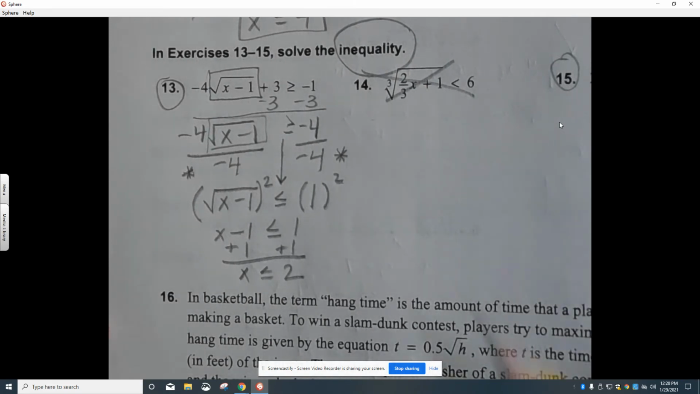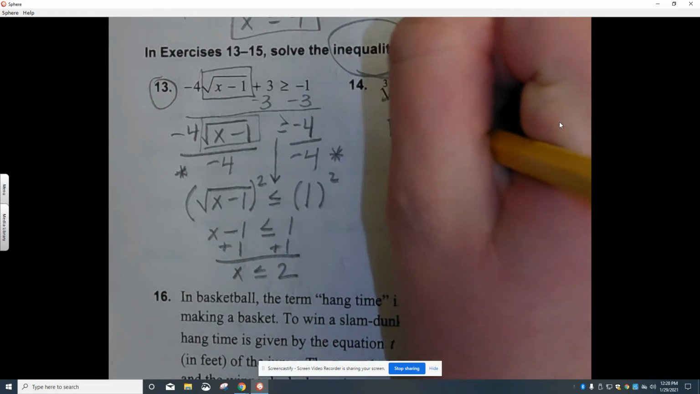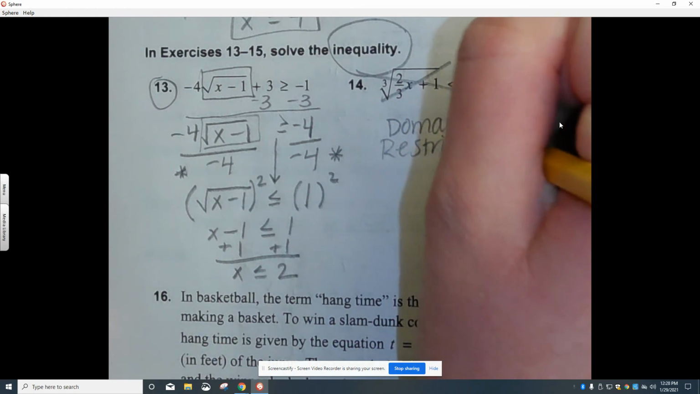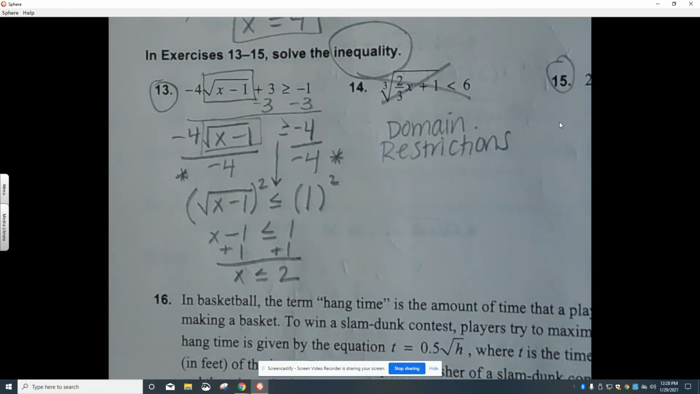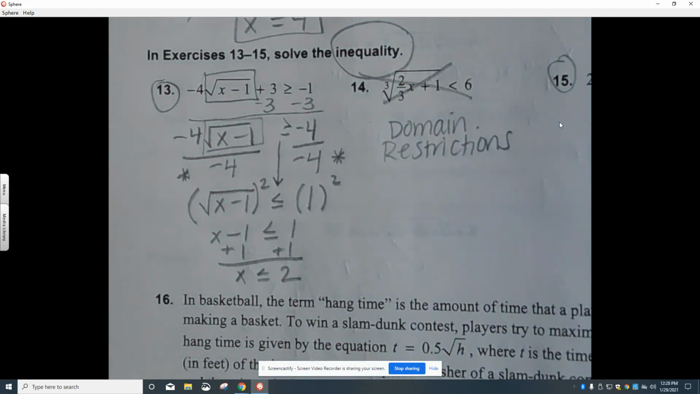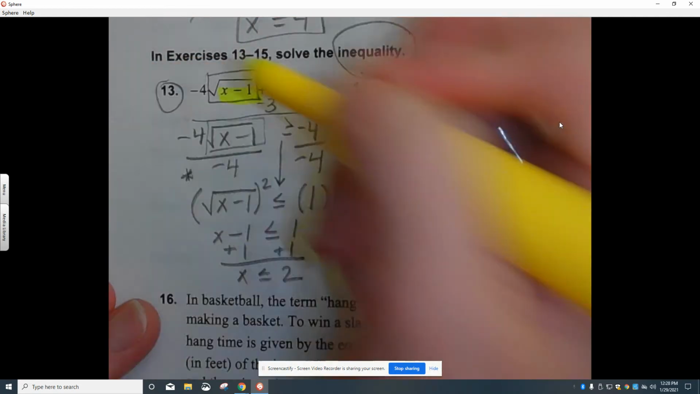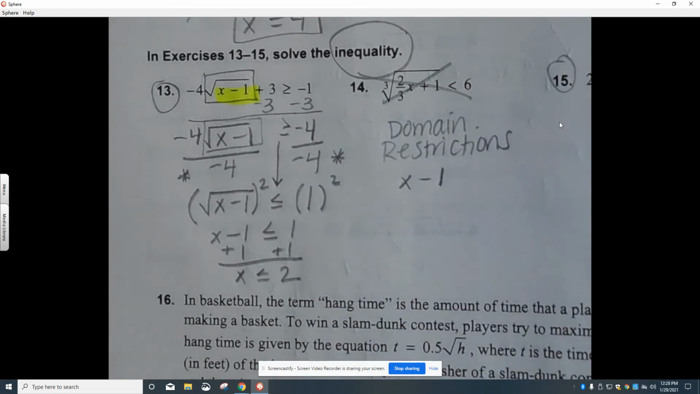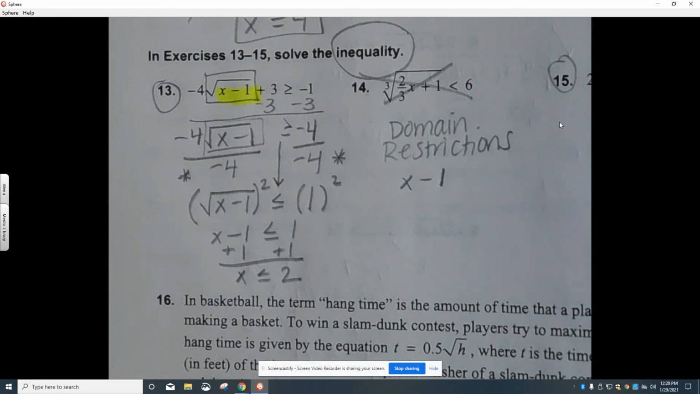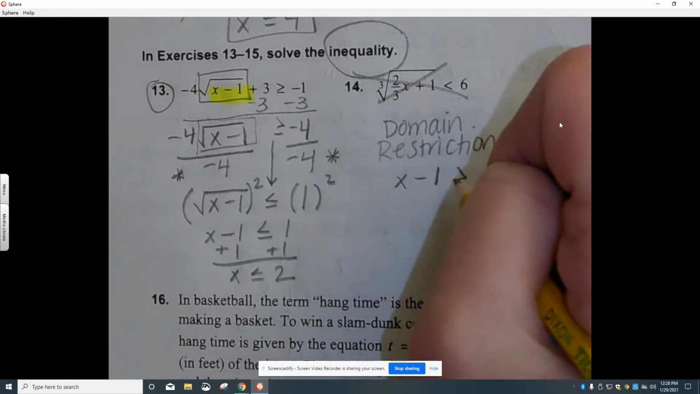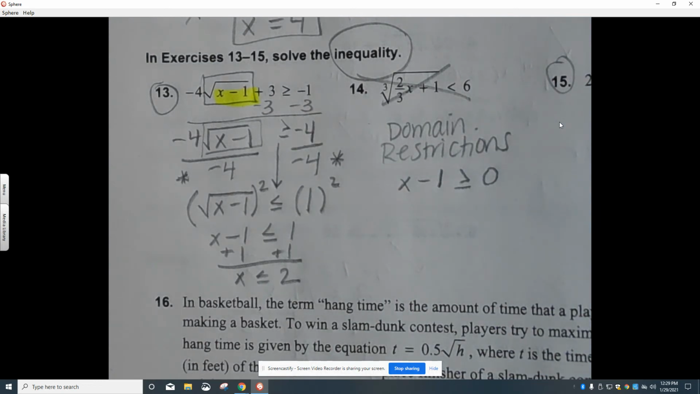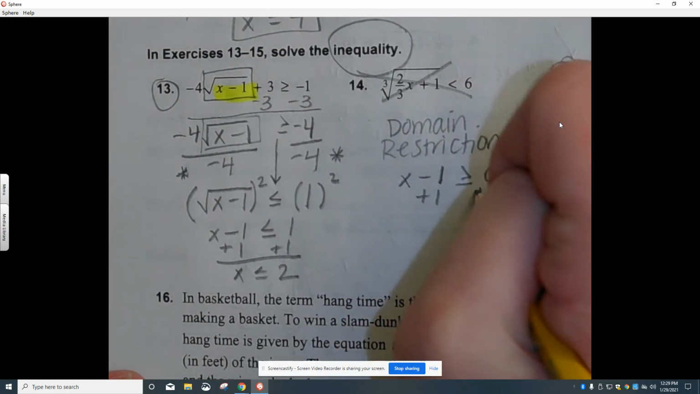So what we need to do is find the domain restrictions. To find the domain restrictions, we're going to take whatever's underneath our radical, only that piece, and we need to make sure that we don't get a complex number. So we're going to take the x minus 1, and we want to make sure all of the values that come out from that are greater than or equal to 0, because we don't want any negatives. So we're going to start with this, and then to solve it, we're going to add 1 to the other side.